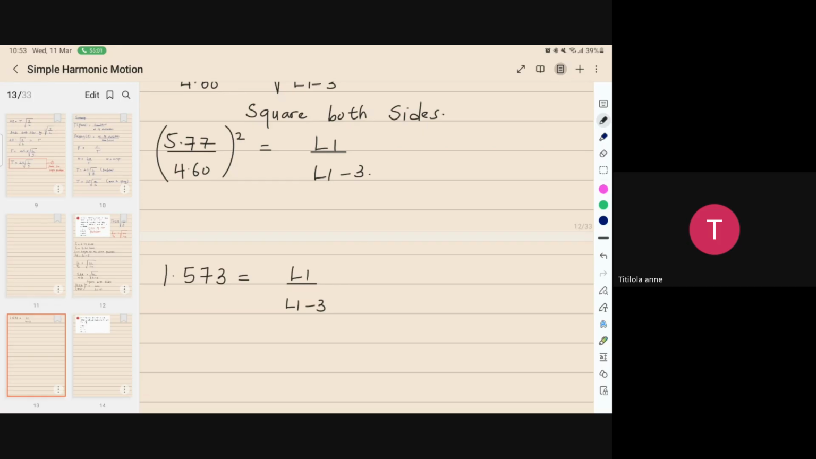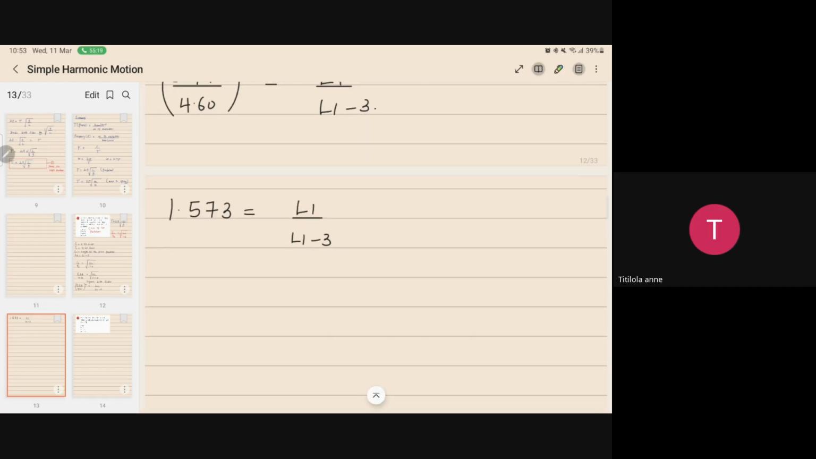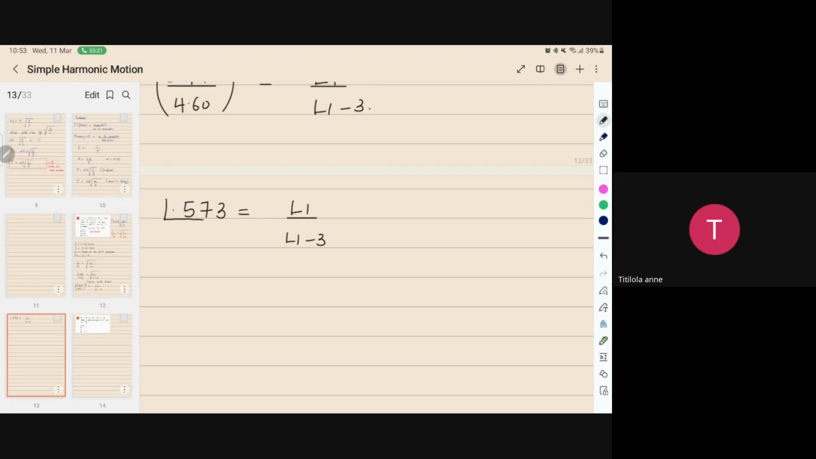5.77 divided by 4.60 will give me 1.254. So 1.254, let me take it gradually. 1.254 all squared will give us 1.573. So that's the value we're going to have right there. The next thing I'm going to do is cross multiply, so I have 1 here, and we have that 1.573 equals L1 over L1 minus 3. Hope you see how I'm going gradually, right?